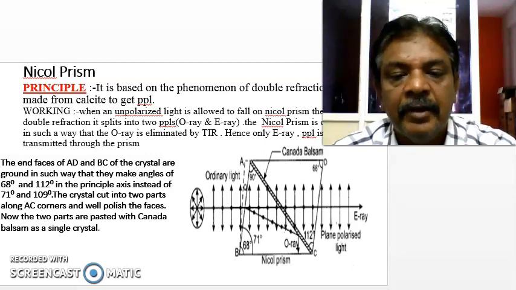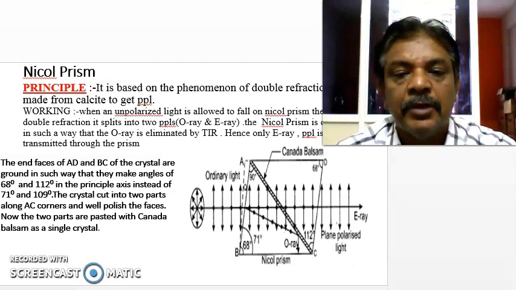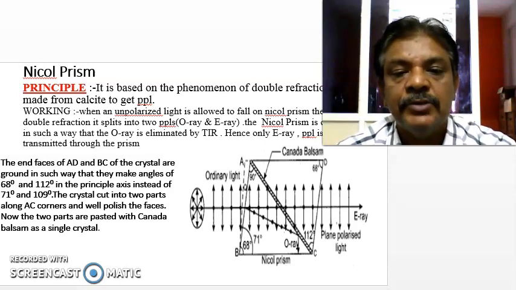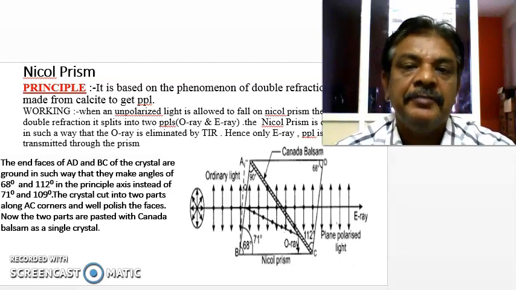Hi, welcome to the continuation of polarization. Now, how to produce the polarized light by using the double refraction phenomenon with the construction of a Nicol prism.